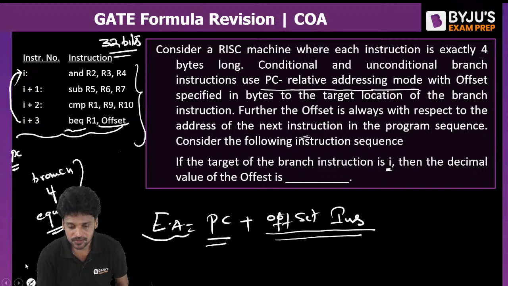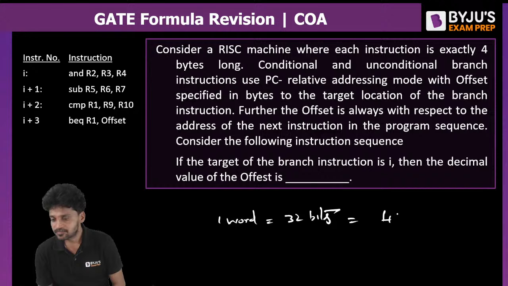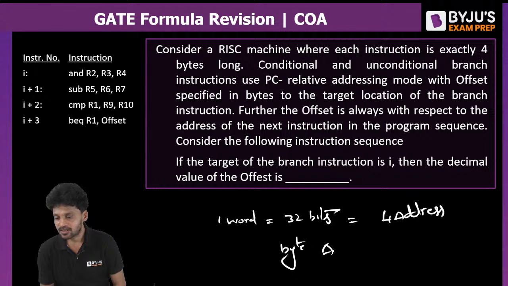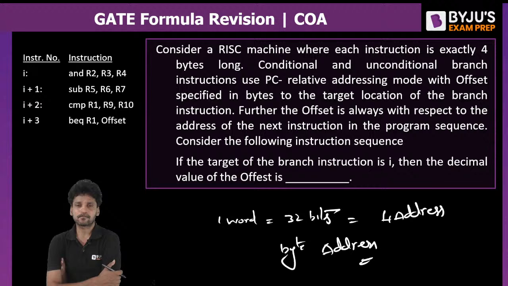Simple. In a RISC architecture, one word is equal to 32 bits. And one word will get 4 addresses, since it follows byte addressing. I hope you know byte addressing and word addressing. Do you know byte addressing and word addressing? Sujay, Suraj, Lokesh, and everyone who is following this session, do you know the difference between byte addressing and word addressing? Everyone.